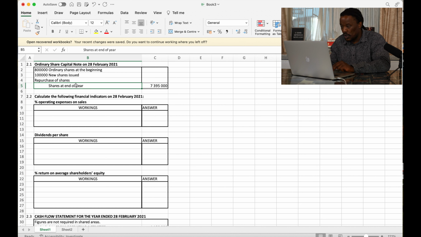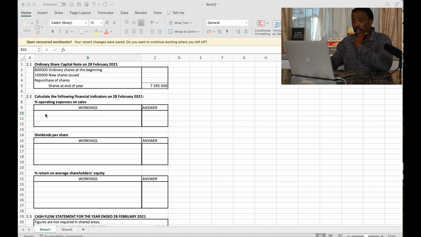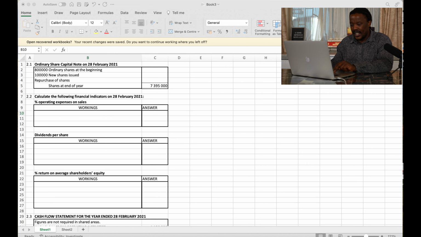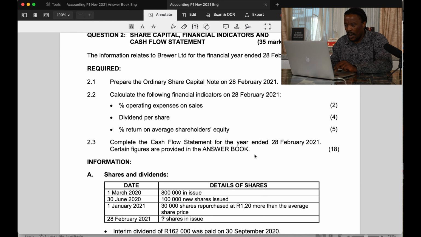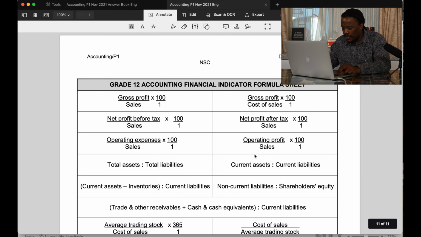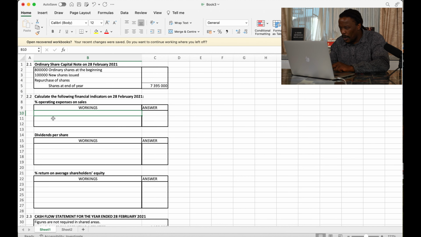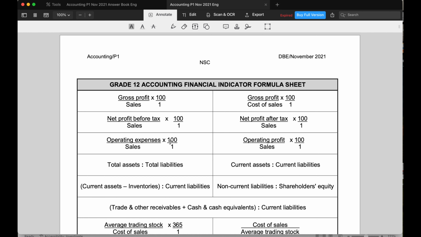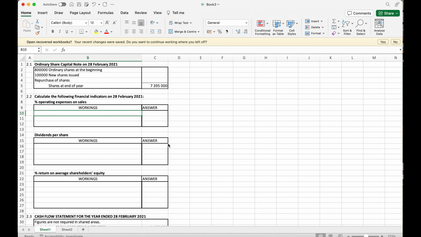So I'm going to do this quickly, and like, okay, percentage operating expenses on sales. Maybe you are like, I forgot that one, but I can easily copy that one because it's given at the back of the question. You look at the back of the question, and you are like, okay, they are speaking about operating expenses. Oh, this is the one. Operating expenses over sales. Simple.